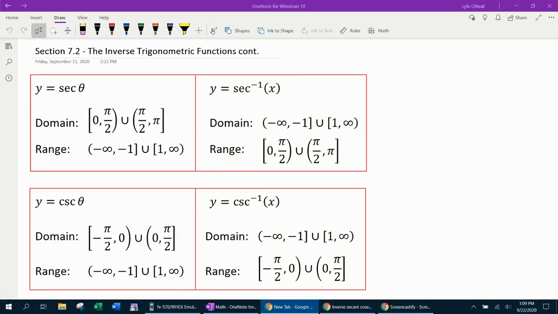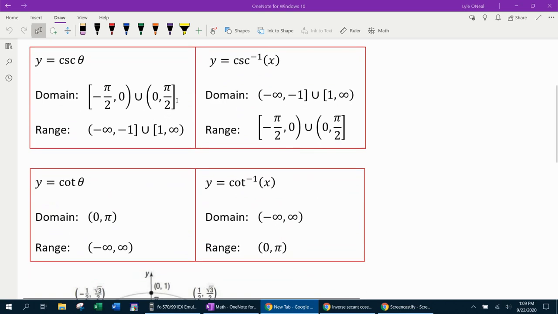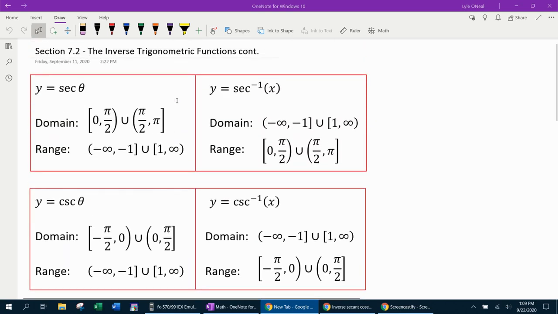Hello and welcome to our lesson on section 7.2 for our trigonometry class. In this section, we're going to be covering the inverse trigonometric functions continued. Specifically, we're going to focus on the secant, cosecant, and cotangent functions, okay?